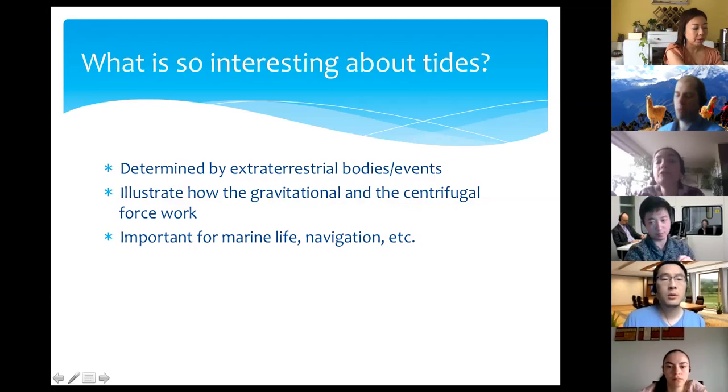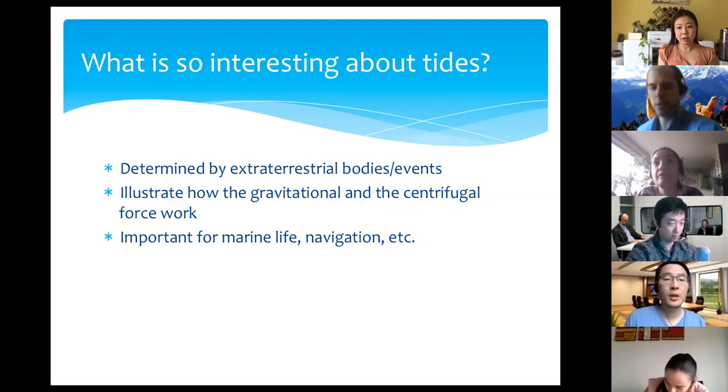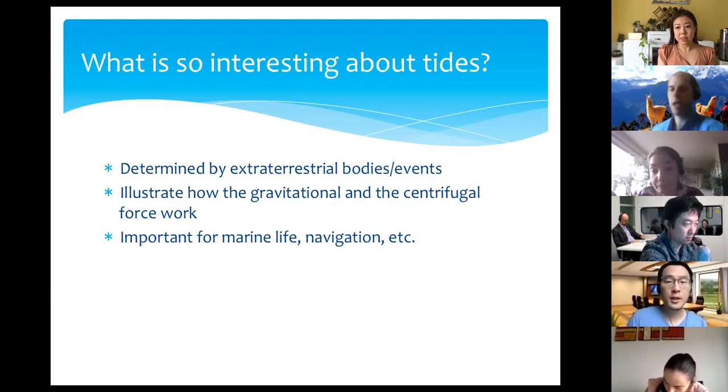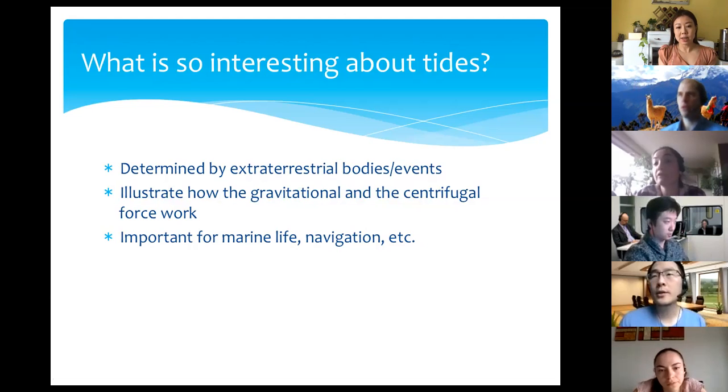So what is so interesting about tides? Well, first of all, tides are determined by extraterrestrial bodies or events, as you probably know. We typically associate tides with the moon, or phases of the moon. Tides also illustrate how the gravitational and the centrifugal force work on such a global, universal scale. You can demonstrate it in a glass of water, but this is truly magnificent.